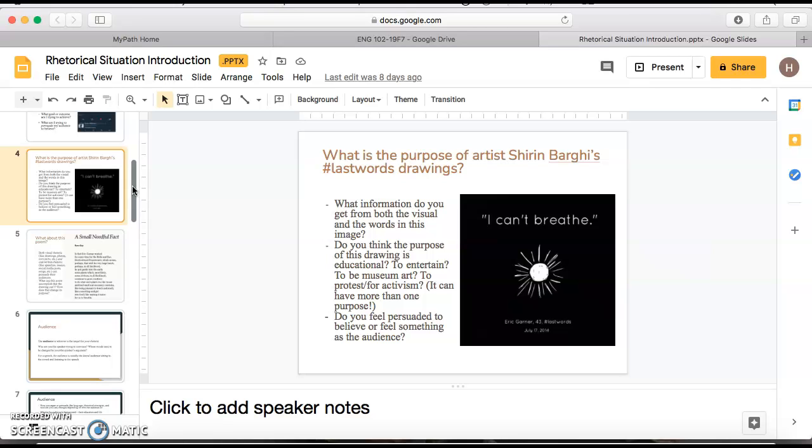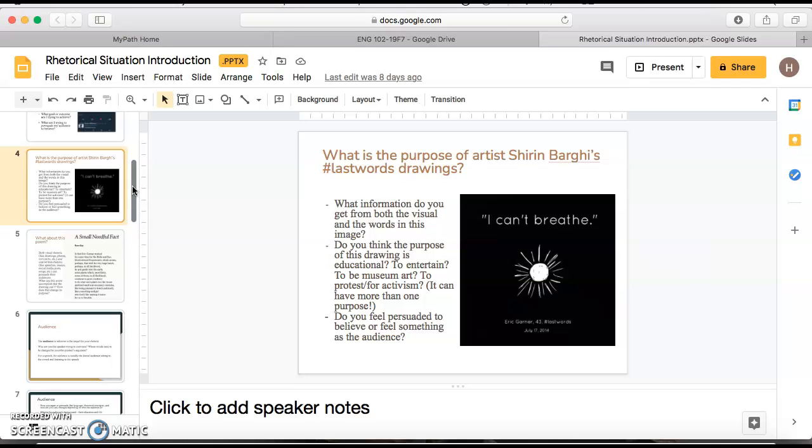So break it down. You see a visual. The visual looks like a sun in the middle of this giant black space. And then let's see what the words are. So we've got "I can't breathe," and then at the bottom, Eric Garner, 43, #LastWords, July 17th, 2014. So if you don't know the context, Eric Garner was a black man who was killed by the police in 2014. He was a gardener and his last words were, "I can't breathe," before he died.